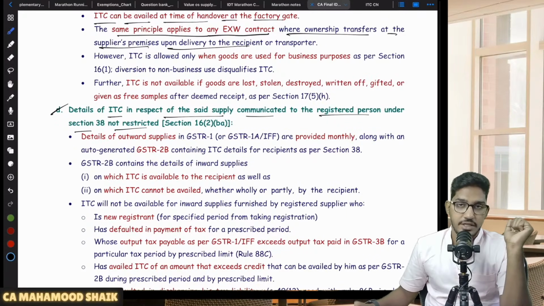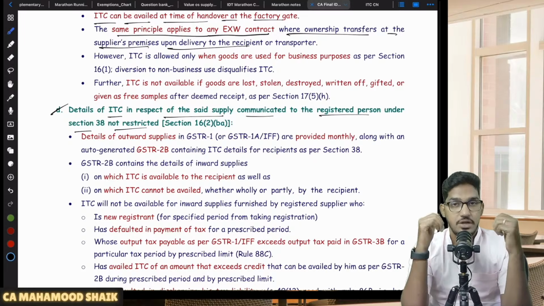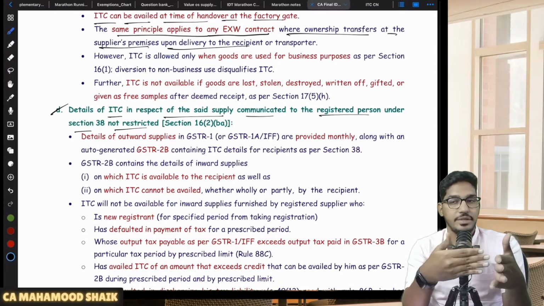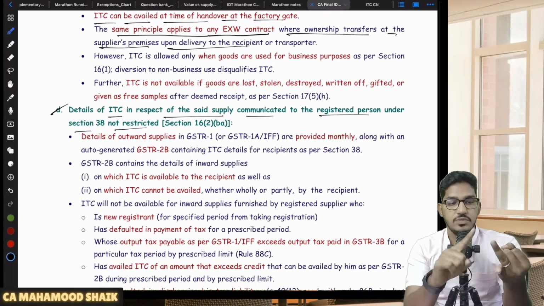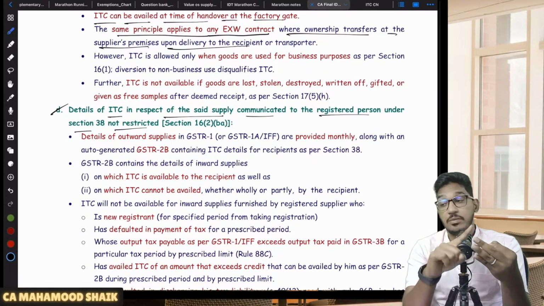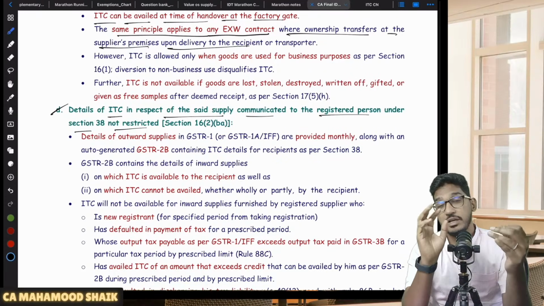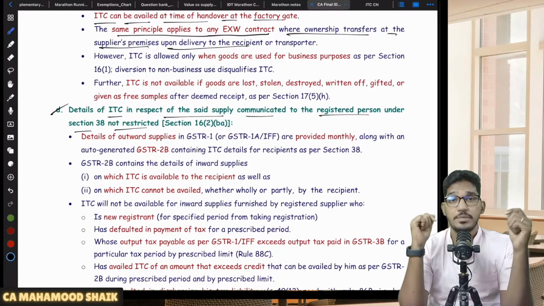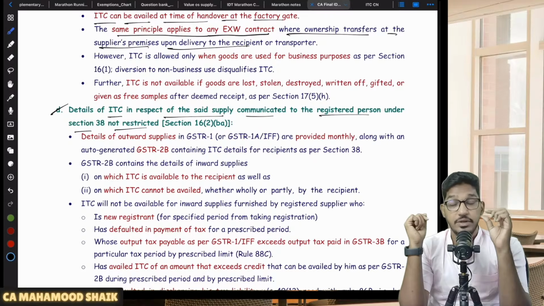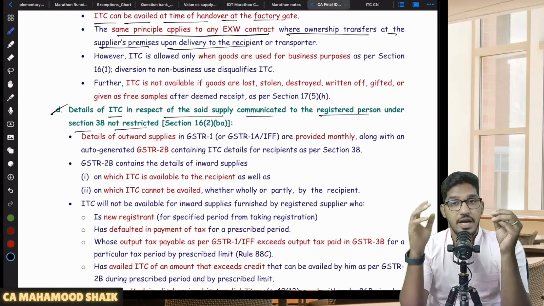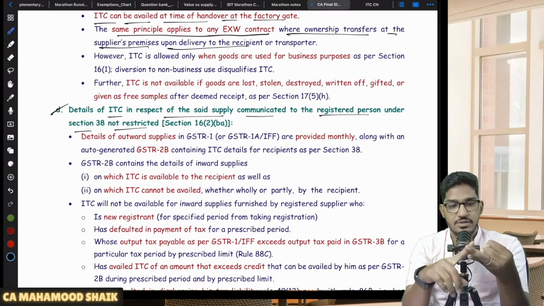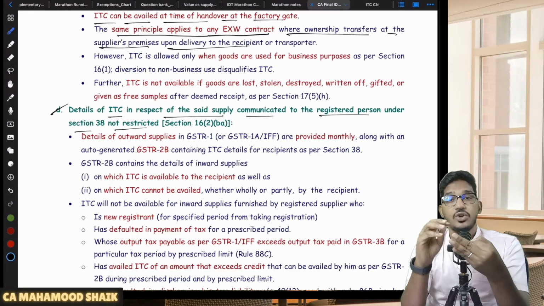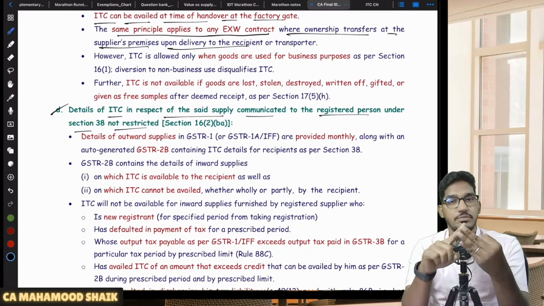should not be restricted. So that means whatever ITC is reflected in your GSTR 2B should not have been restricted. Sometimes you will have the tax invoice, you would have received the goods, and that amount will be reflected in your GSTR 2B, but it will be reflected under the not available category. So that means there will be a restriction on availment of ITC. In case you have the tax invoice, you have received the goods, and the amount is getting reflected in your GSTR 2B, but it is restricted, it is showing under the not available category, you can't claim that input tax credit.